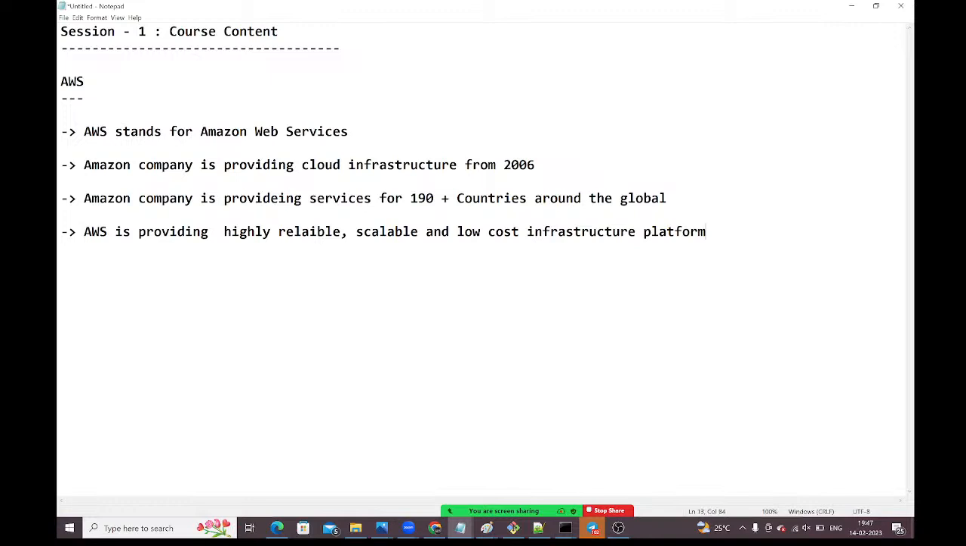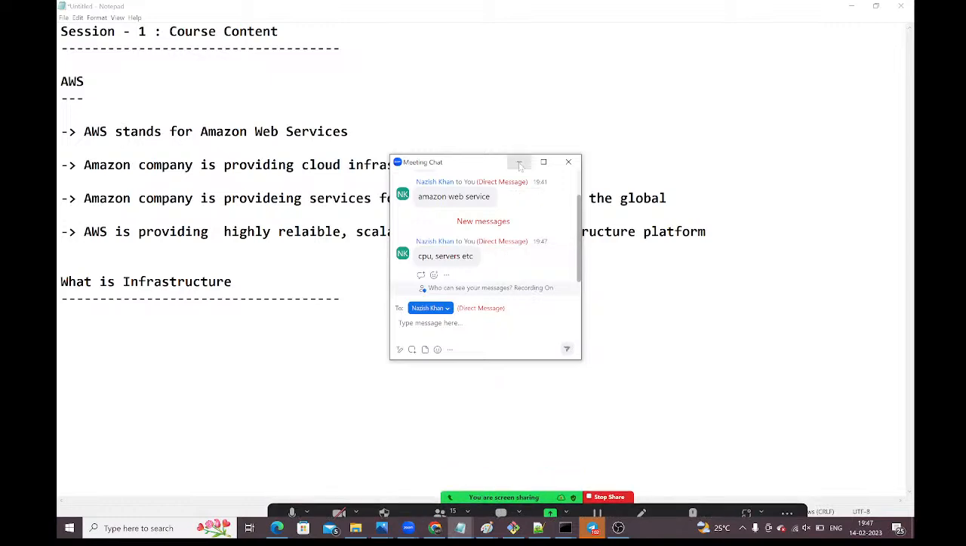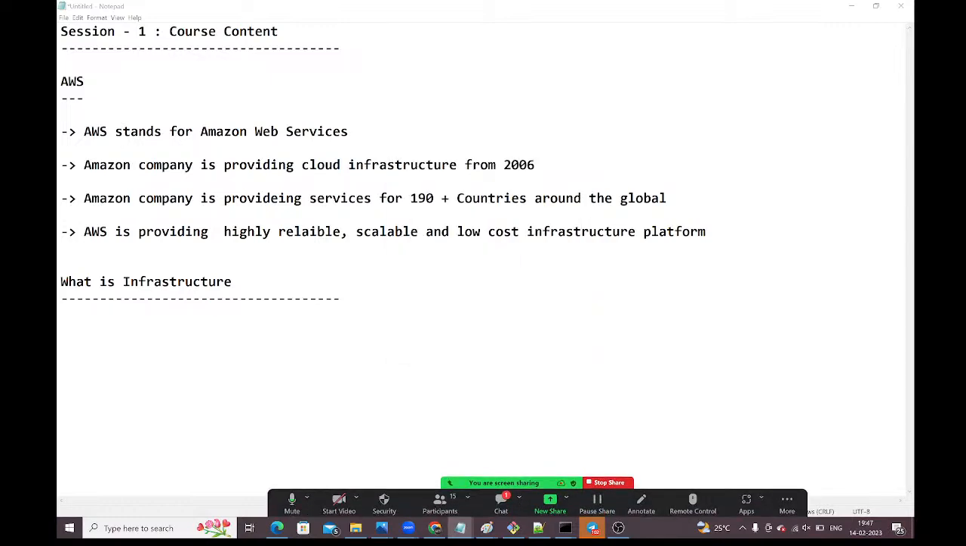Okay, first tell me, what is infrastructure? See, guys, I want to start one restaurant business. If you want to start one restaurant business, without having any infrastructure, are you able to start it? If you want to start the restaurant business, you should have the required infrastructure or not. What is the required infrastructure to start the restaurant business?